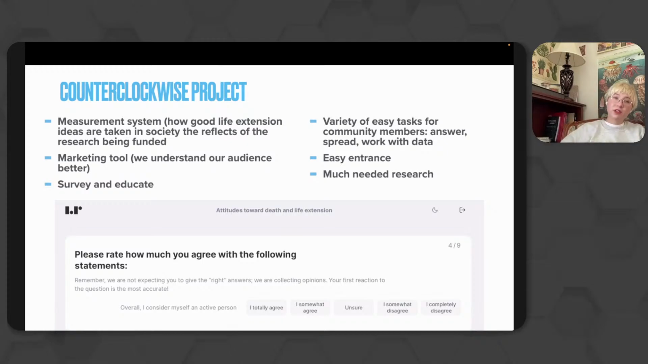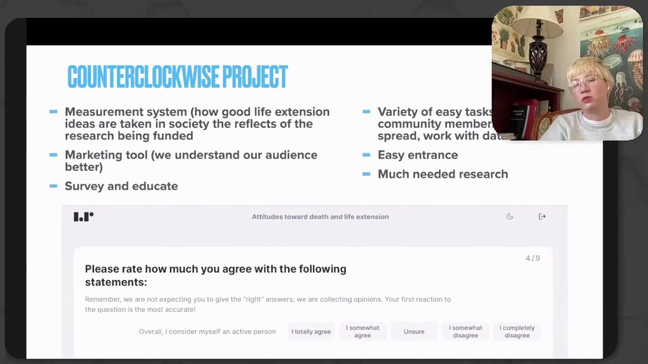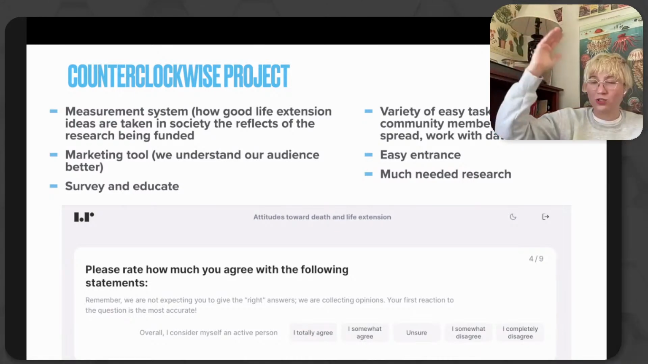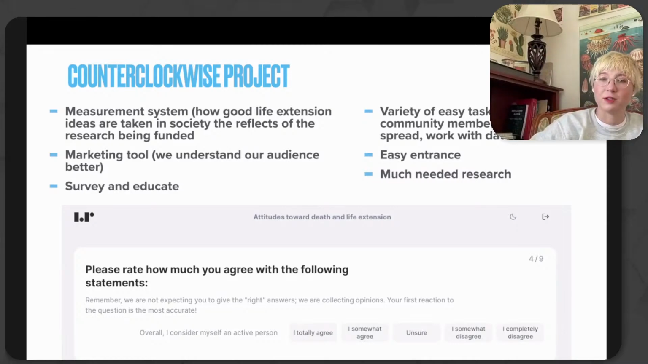So yeah, this is our research project. At the top, you can see an example. This is the first question: "Overall, I consider myself an active person." And this is a standard scale. You totally agree, you somewhat agree, you're unsure, you somewhat disagree, you completely disagree. And this will be the same answers for all the questions. That's why it doesn't take you long. You just go through it and get used to the flow quite easily.